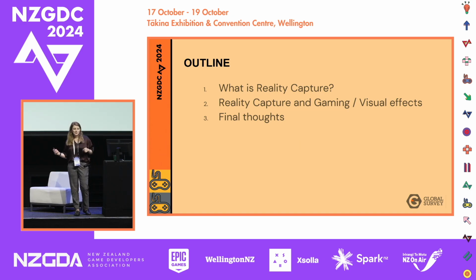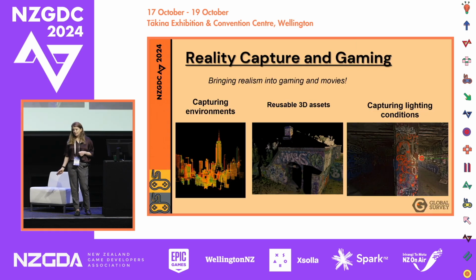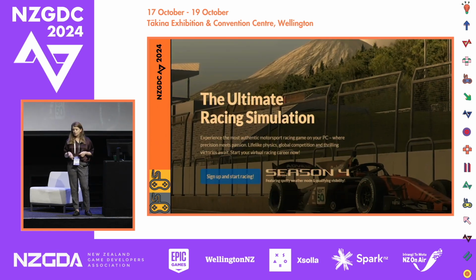How is this relevant to gaming? I'm going to go through some examples now. So these are kind of the three ways I divide it up. Capturing environments is a really critical one, so you're getting the whole scene for your game. Capturing reusable 3D assets is another one. And then capturing some of the lighting conditions if that's important for your scene.